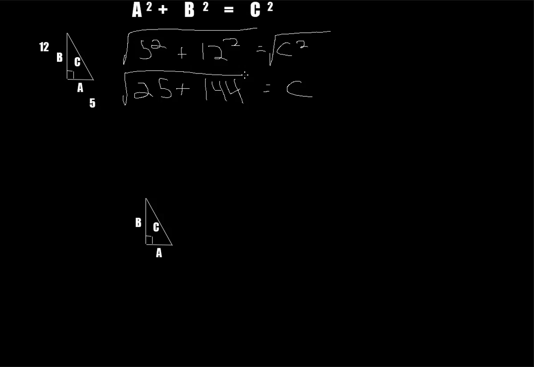Alright, and this equals c because we've gotten rid of the squared. So this equals the square root of 169, and that equals c. The square root of 169 is 13, and that equals c. So according to the Pythagorean theorem, the length of side c is 13.